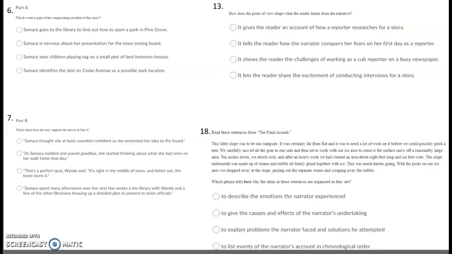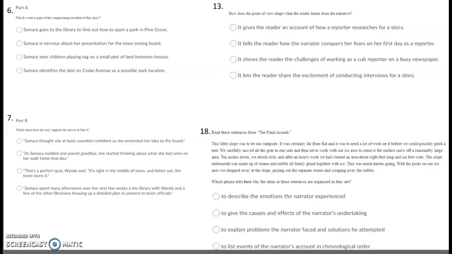Hello everyone, this is a recording of the most missed questions from our Unit 1 test, 1.12 test. To start us off, questions 6 and 7 are considered Part A and Part B, so they feed off of one another. And this one has to do with the story that was the community park, which was also your constructed response story as well.